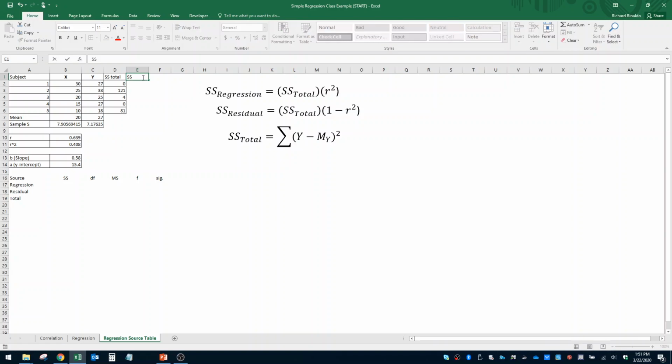So the sum of squares total, I've already got it, is equal to the values of y minus the mean for y, all squared. So the sum of squares total is equal to the sum of those values.